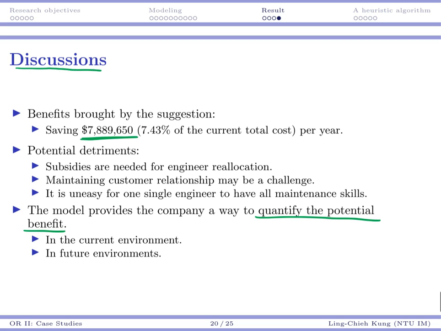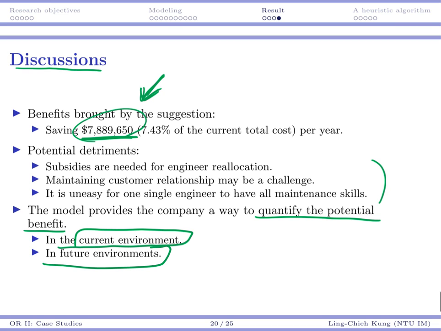You may evaluate whether this is large enough for you to take care of all these potential detriments. If this number is very small, probably you will give up the downsizing plan. But if the cost saving is very huge, then you really want to do that, even if you have those potential detriments. With the model, now it's easier for you to make decisions, not just based on intuition, not just based on experience. Now you have more numbers, more concrete evidence for you to make decisions, either in the current environment for today or in future environments.